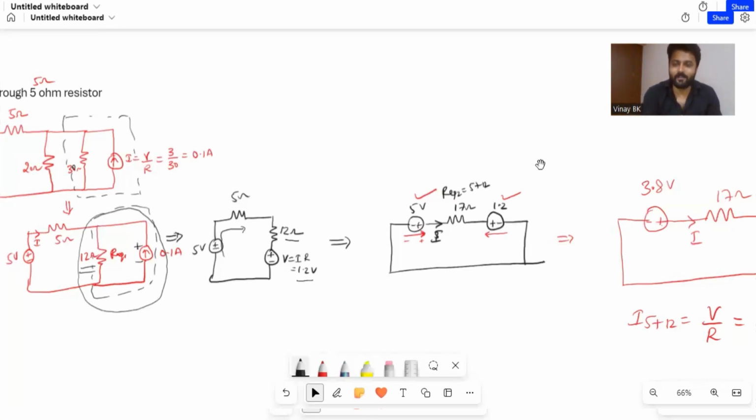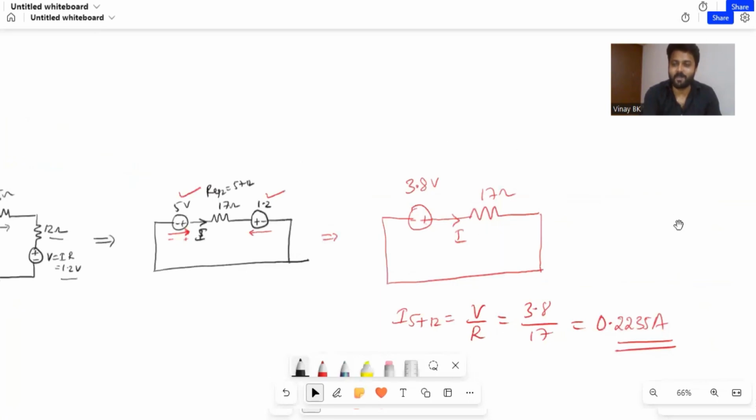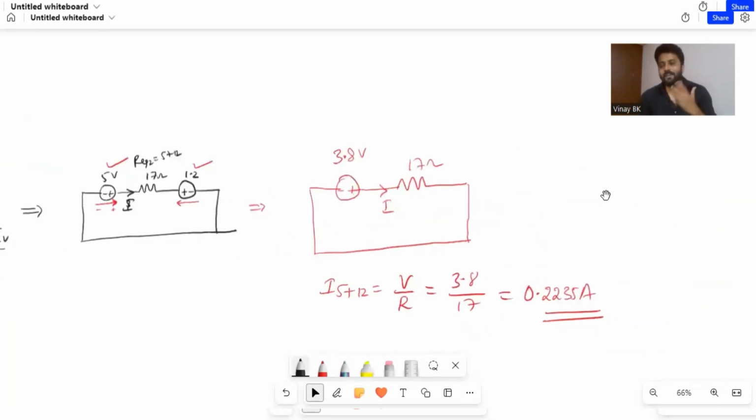Then you'll get one simple circuit just by applying Ohm's law. You can get the value of current flowing through the 5 ohm resistor, that is 0.2235. And that's all. I hope you're understanding the problem.